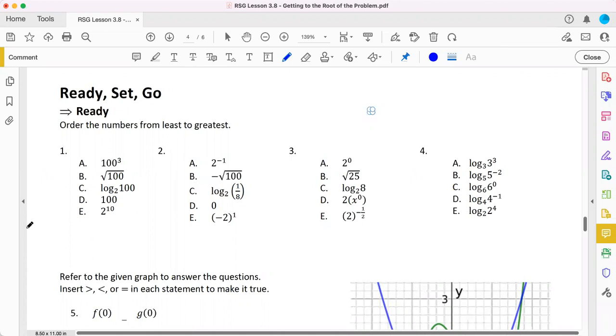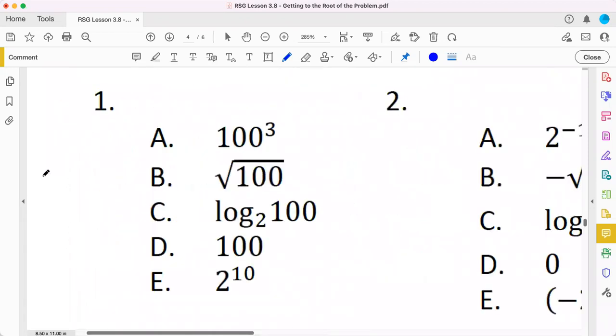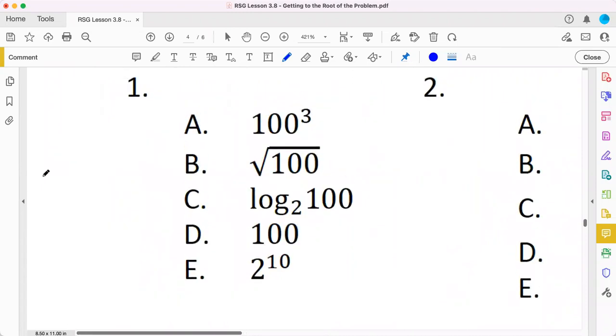We are given a plethora of numbers and we have to put them in order from least to greatest. Seems easy enough, right? 10 to the third power, some big number. Square root of 100 is going to be 10. This is going to be approximately 7 because 2 to the 7th gets you pretty close to 100. So just as a quick estimate, it's going to be approximately 7.